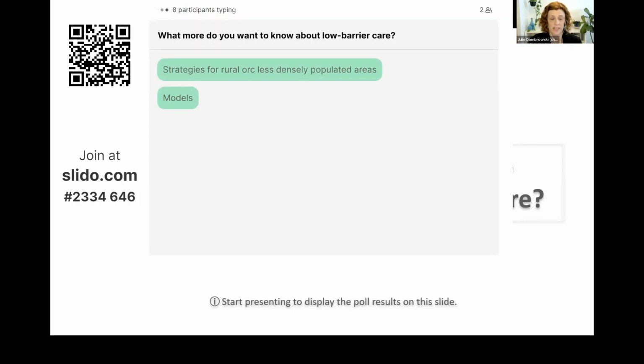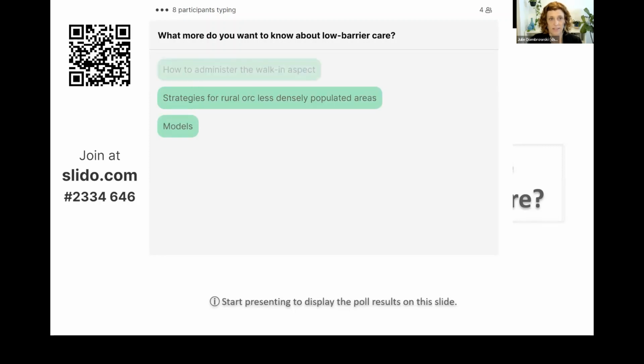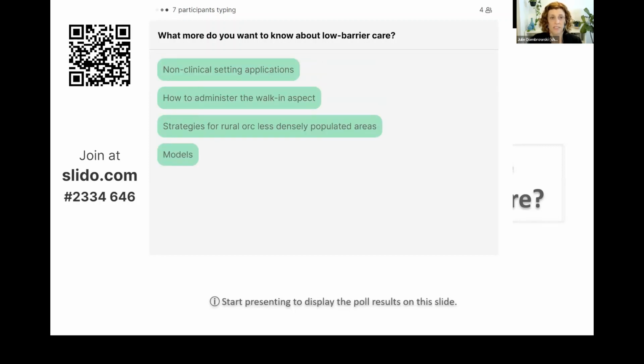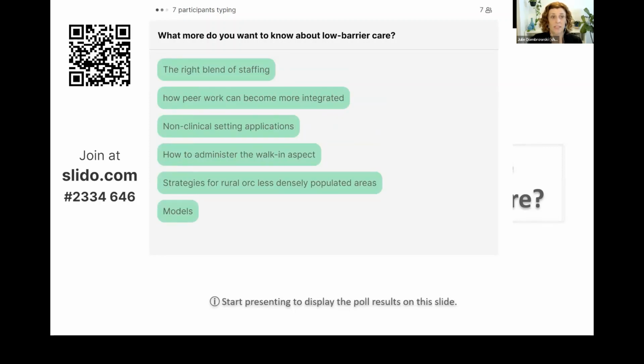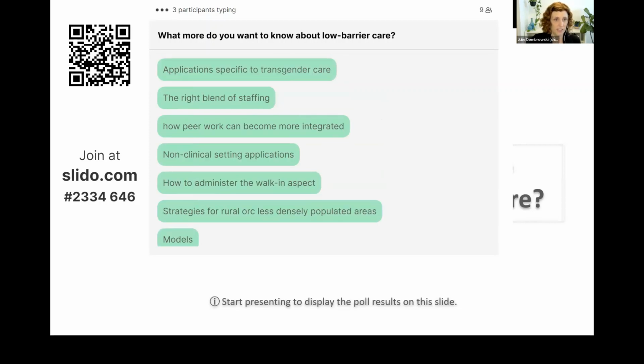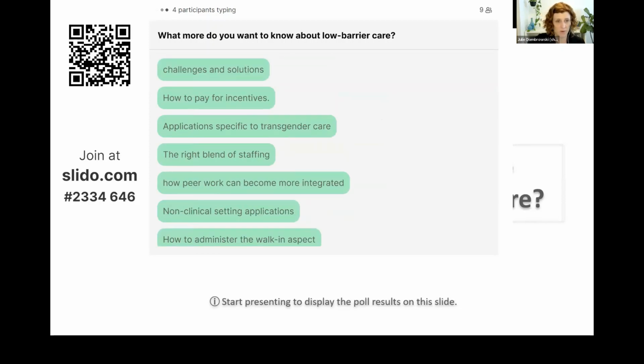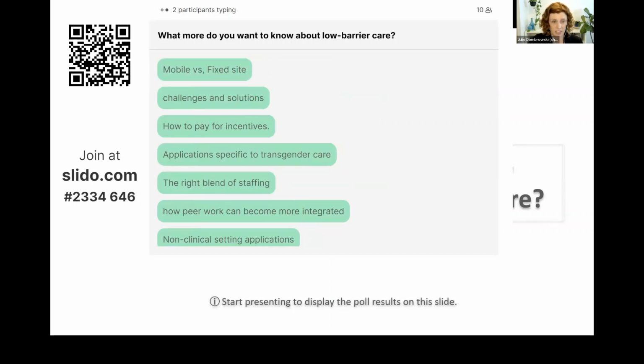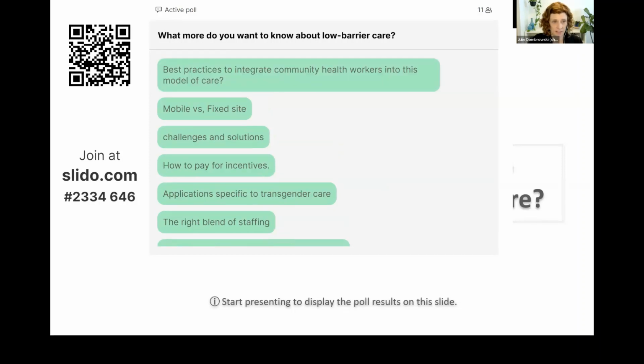Strategies for rural areas and less densely populated. Yes. How to administer the walk-in aspect. Non-clinical setting applications. How peer work can become more integrated. That's a great topic. The right blend of staffing, applications specific to transgender care, how to pay for incentives.